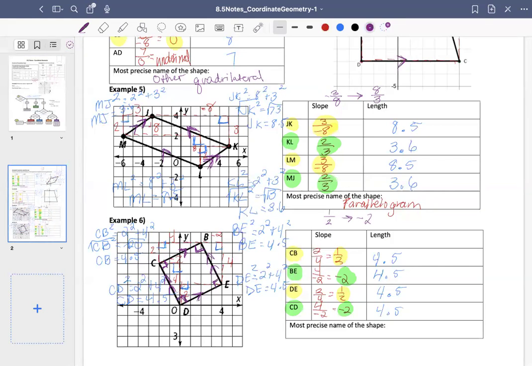So I have four right angles, which means I am working with a square. That's the most precise name I can give.